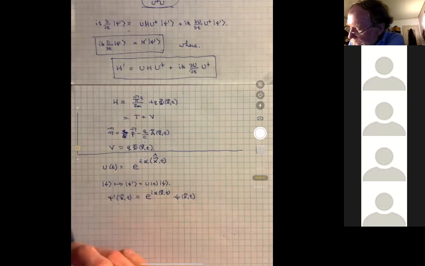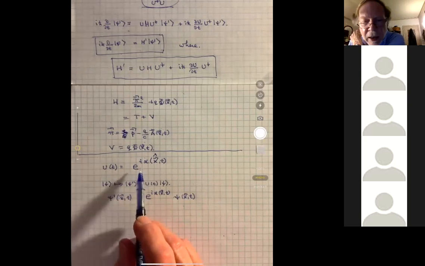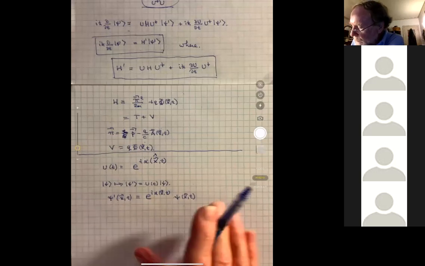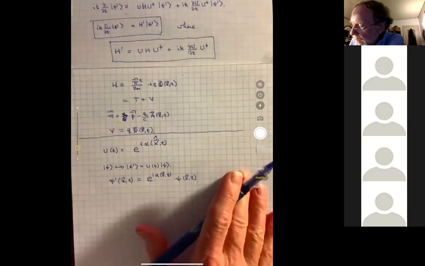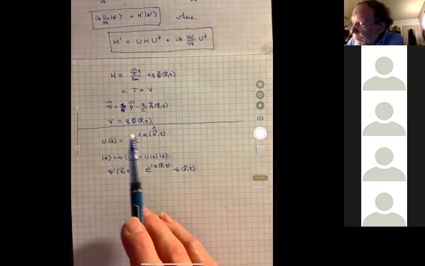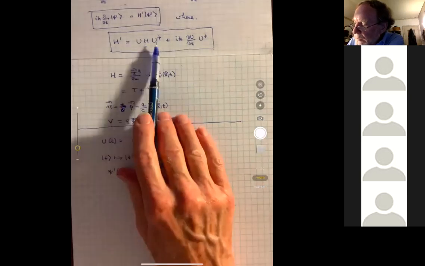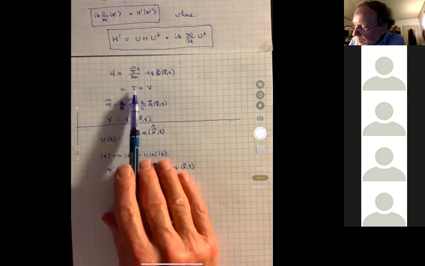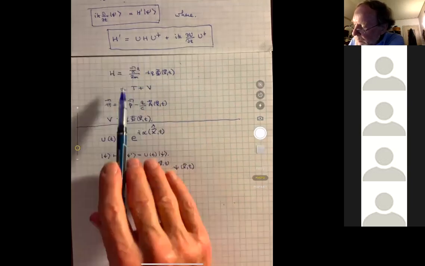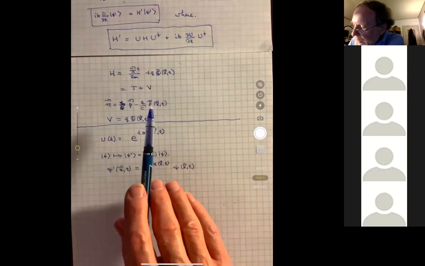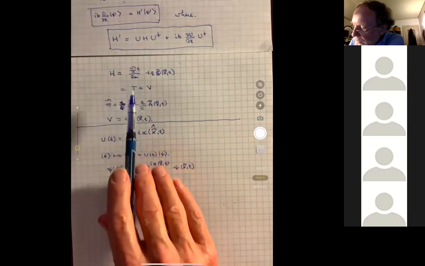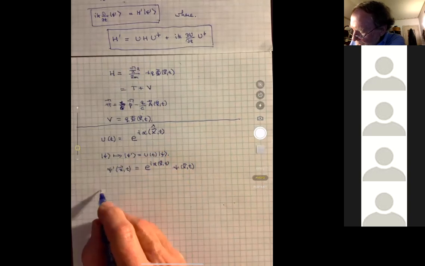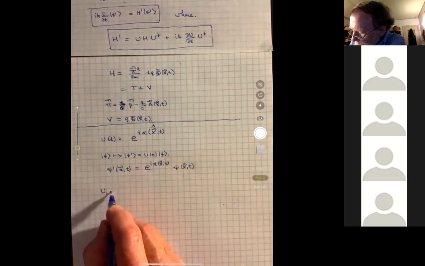Let's choose U to be that. This is clearly a unitary operator. U dagger is just e to the minus i alpha. Now, when we compute U times H times U dagger, let's first work on the UH. The H has got kinetic plus potential. Let's first work on U times the kinetic energy. Kinetic energy is pi squared over 2m. So let's work on what U does to pi. Let's take a look at the commutator of U with pi.